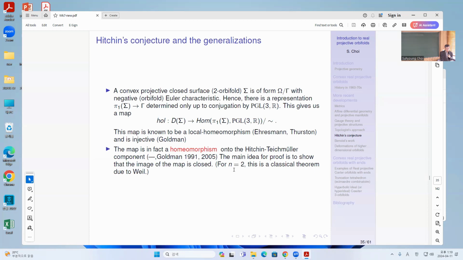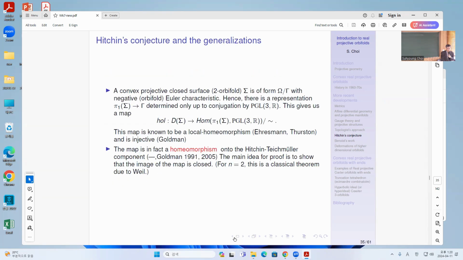And for n equal to 2, this is a classical theorem due to Weil. Weil showed this kind of thing for SL(2,R), PSL(2,R), in the first forays into Teichmüller space. And of course, Goldman was able to generalize this to show it for all the components here. But that was his thesis work a long time ago.